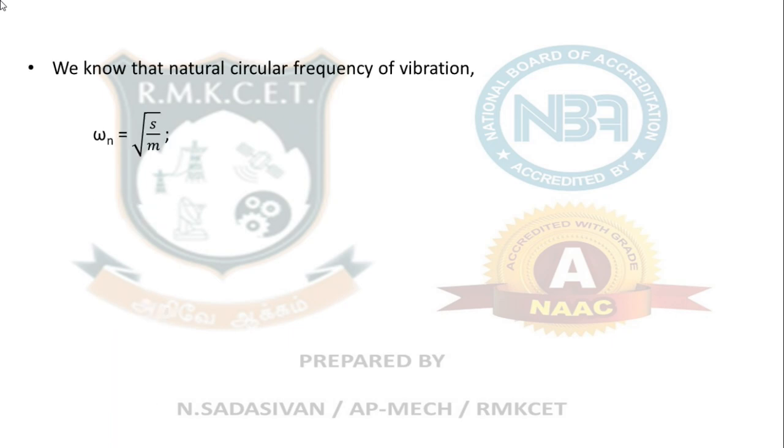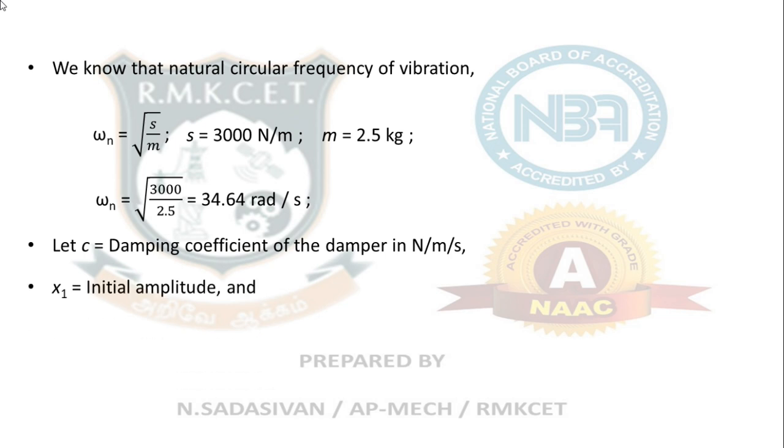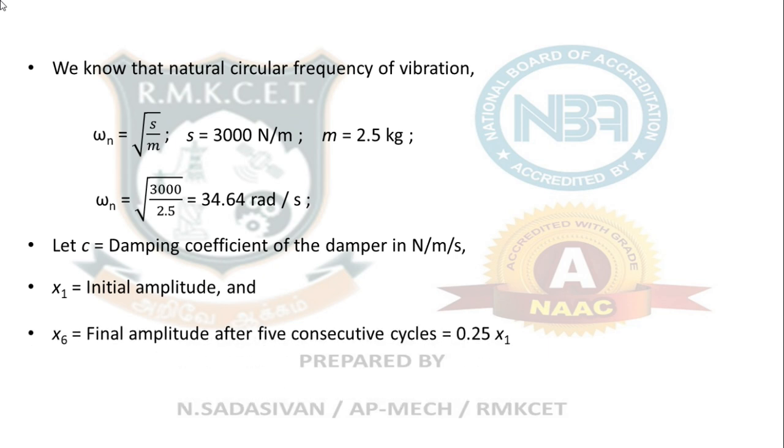Natural circular frequency formula, root of s by m. These two values we have, find out omega n first. So s is 3000, mass is 2.5 kg, calculate 3000 by 2.5, root of which is 34.64 radians per second. Now you have to convert this to linear frequency. Let C equal to damping coefficient of the damper in Newton per meter per second. It is unknown, I am keeping it as unknown itself. x1 is the initial amplitude, x6 is the final amplitude after 5 consecutive cycles, 0.25 x1.